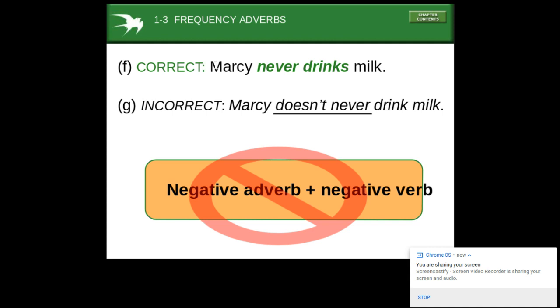Okay, look at this one. Marcy never drinks milk. This is correct. But here I would not say Marcy doesn't never drink milk. In English, we would call this a double negative because the n't, the not, and never are both negative words. And so we avoid those double negatives in the English language. Spanish speakers, it would be different. I think double negatives are quite acceptable in Spanish, but not in English.